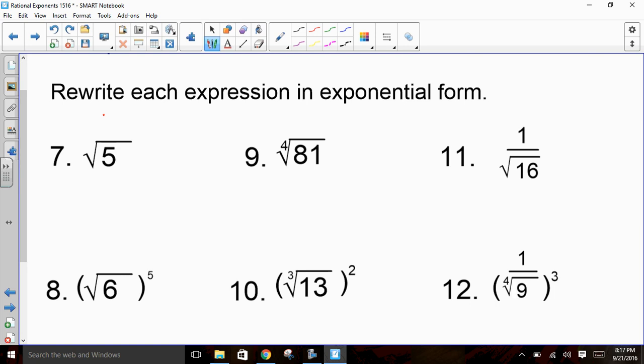So first things first is I'm going to take whatever I'm taking the radical of. So in this case, I'm taking the square root of 5. It's going to be my big number. That 5 is going to be to some exponent that has a fraction. I'm taking the square root of 5, so that means that I'm dealing with powers of 2. So that 2 is going to be the denominator. There's no power associated with that 5, so it's an invisible 1. So number 7 is 5 to the 1/2 power.